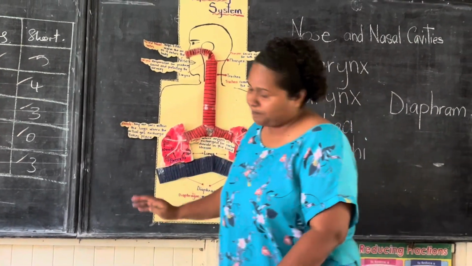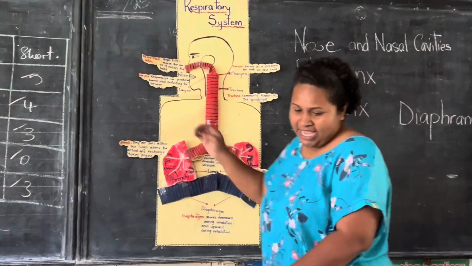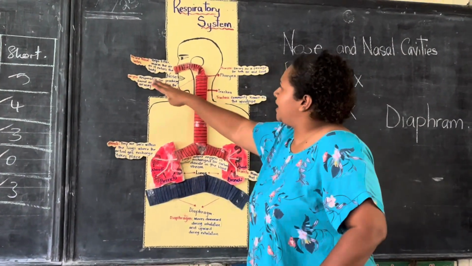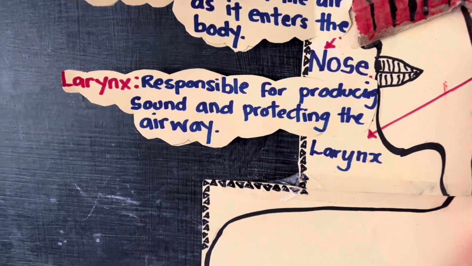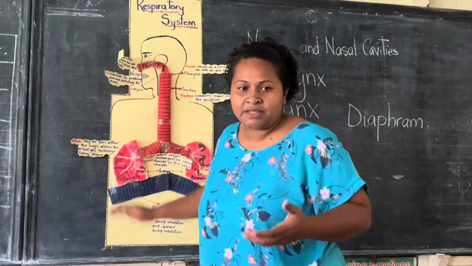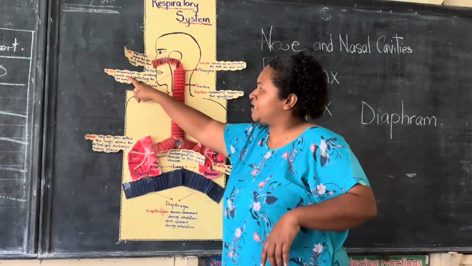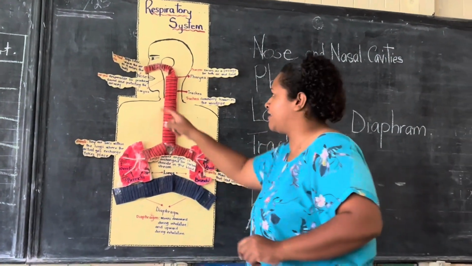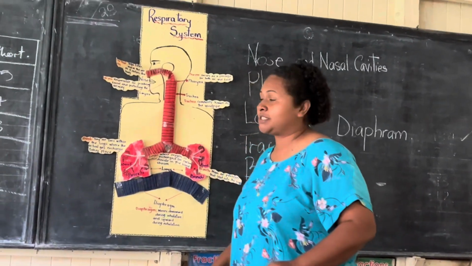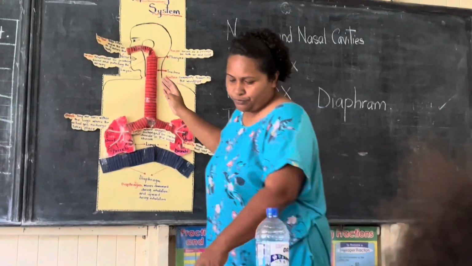After it passes from the pharynx, it goes right through the larynx. The larynx is responsible for producing sound and protecting the airway. Can you make a sound? What is responsible for sound? Larynx. So you should know that the larynx is responsible for that sound.